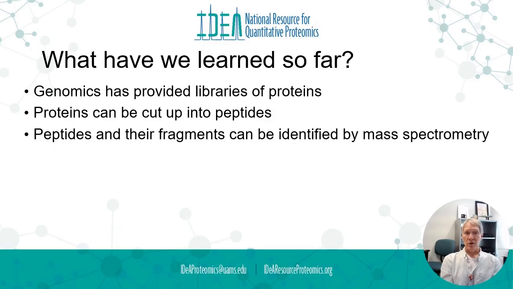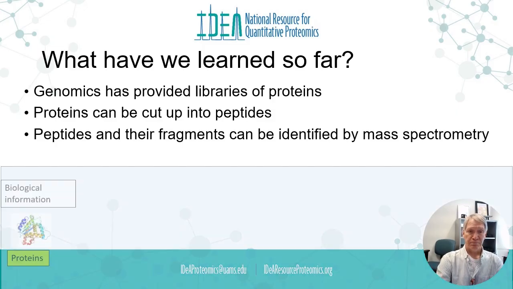So what have we learned so far? We learned that genomics has provided us libraries of proteins. Those proteins can be cut up into peptides, and the peptides and their fragments can be identified by mass spectrometry.